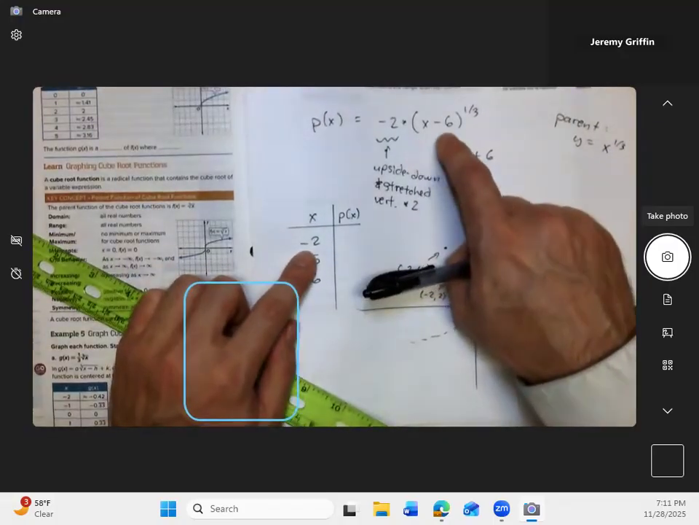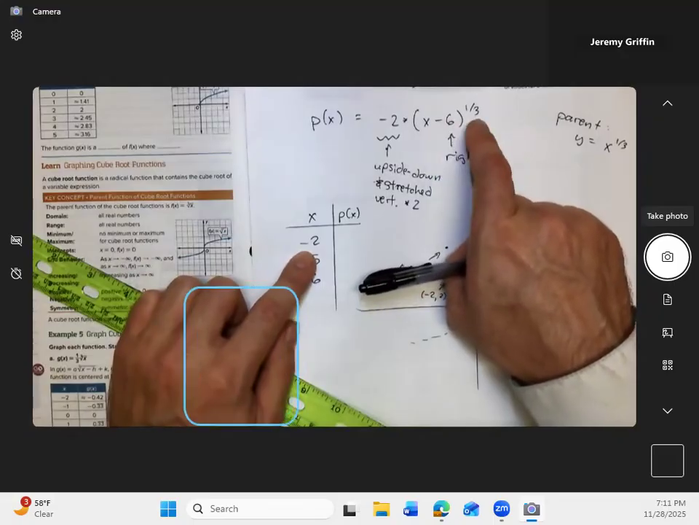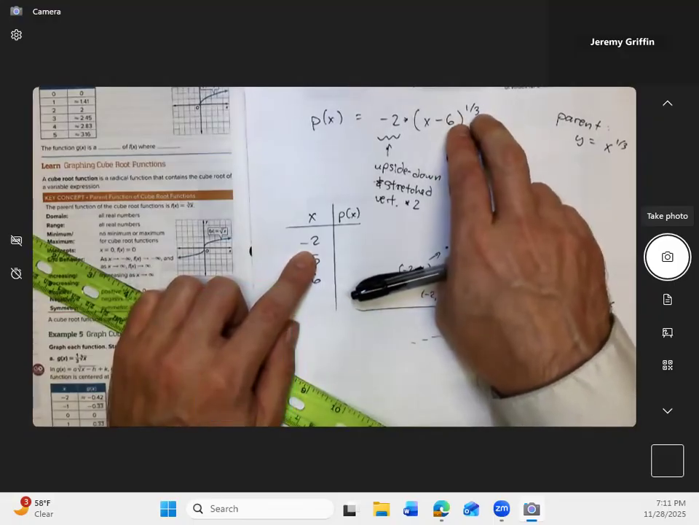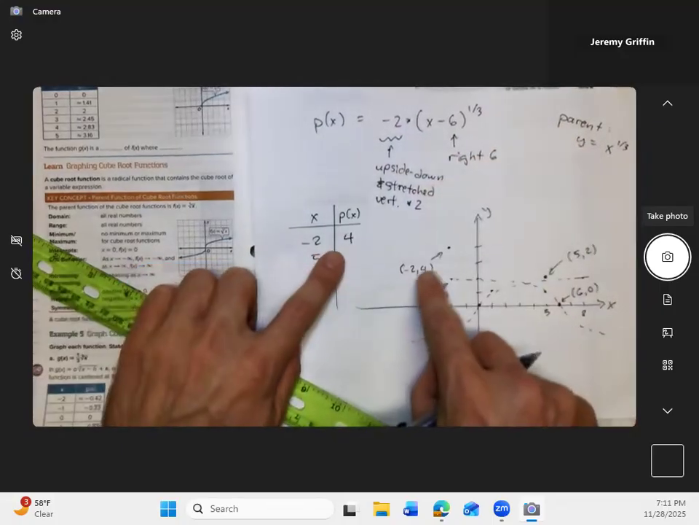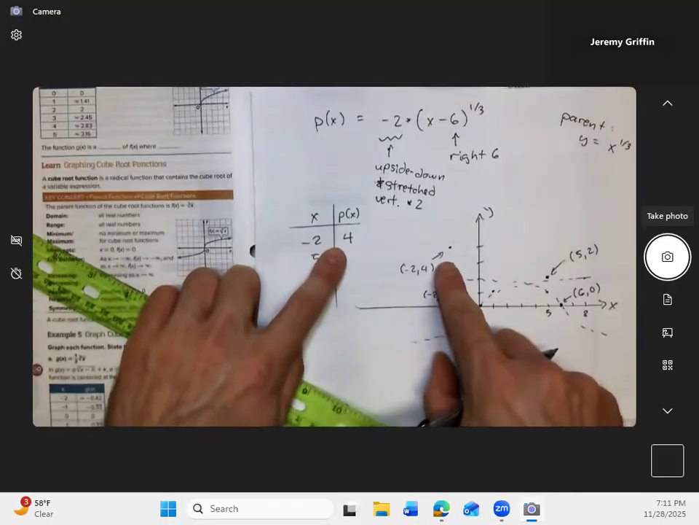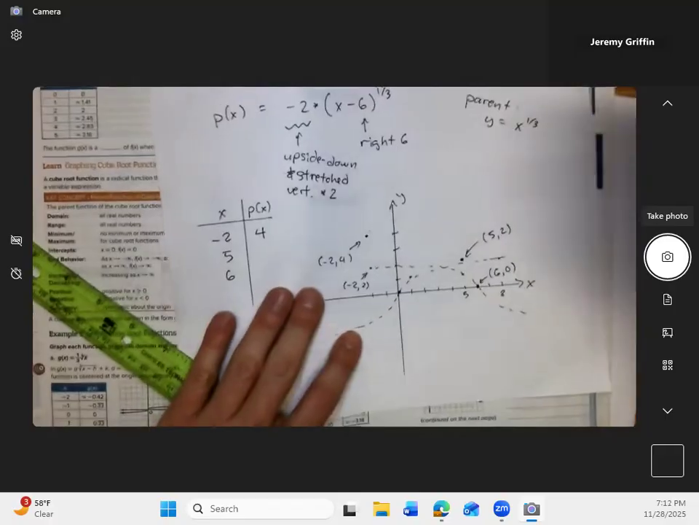Right, so negative 2 minus 6 is negative 8, or negative 8 rather. The cube root of that is negative 2. And negative 2 times negative 2 is 4. So it should be 4. Oh, hey, that's that point right there. Negative 2, 4. Right? Which I got originally by following all my stretch and shift rules.